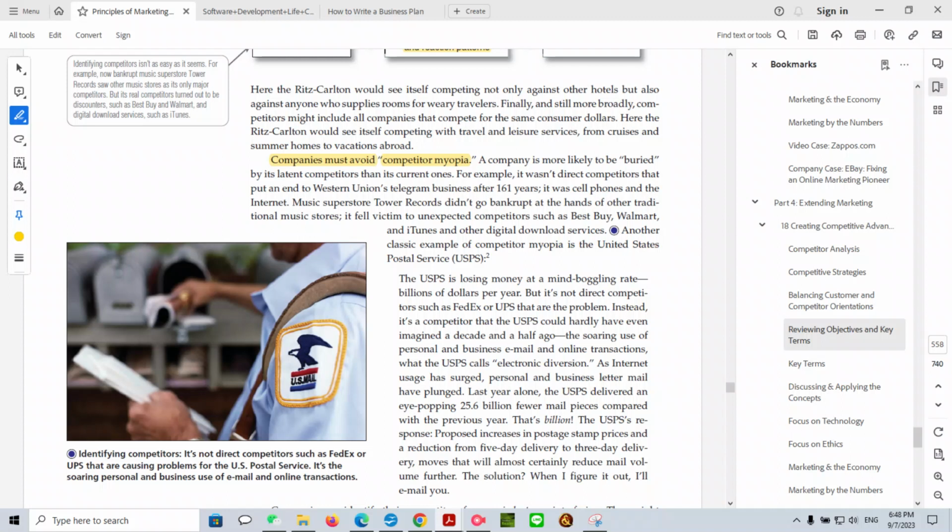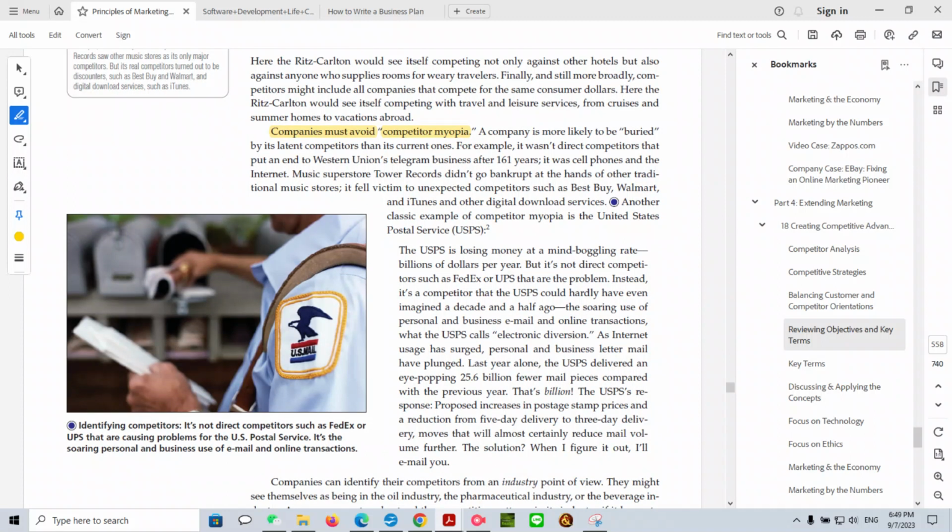The soaring use of personal and business email and online transactions, what USPS calls electronic diversion. As internet users surge, personal and business letter mail has plunged. Last year alone, USPS delivered an eye-popping 25.6 billion fewer mail pieces compared with the previous year. That's a billion. USPS's response: a proposed increase in postage stamp prices and a reduction from 5-day delivery to 3-day delivery, moves that will almost certainly reduce mail volume further. The solution? The author says, when I figure it out, I'll email you.